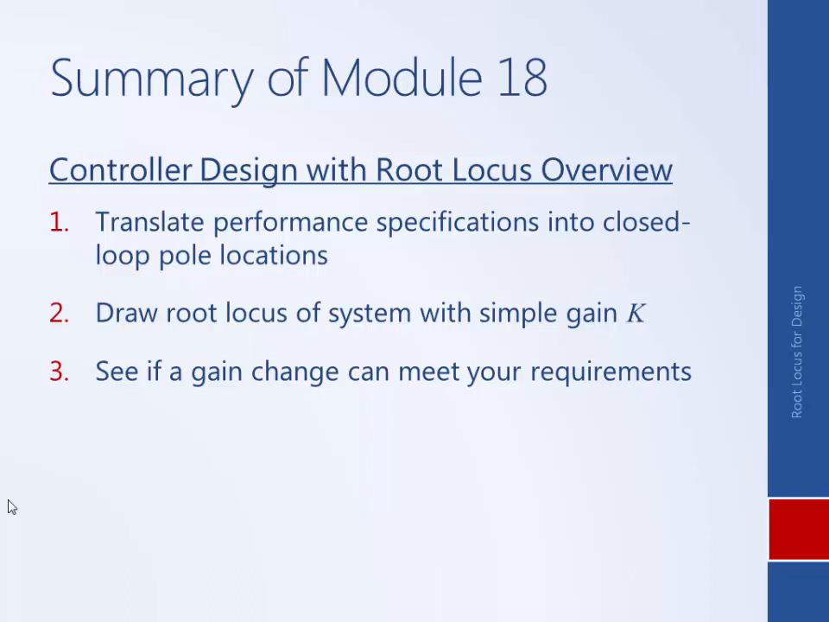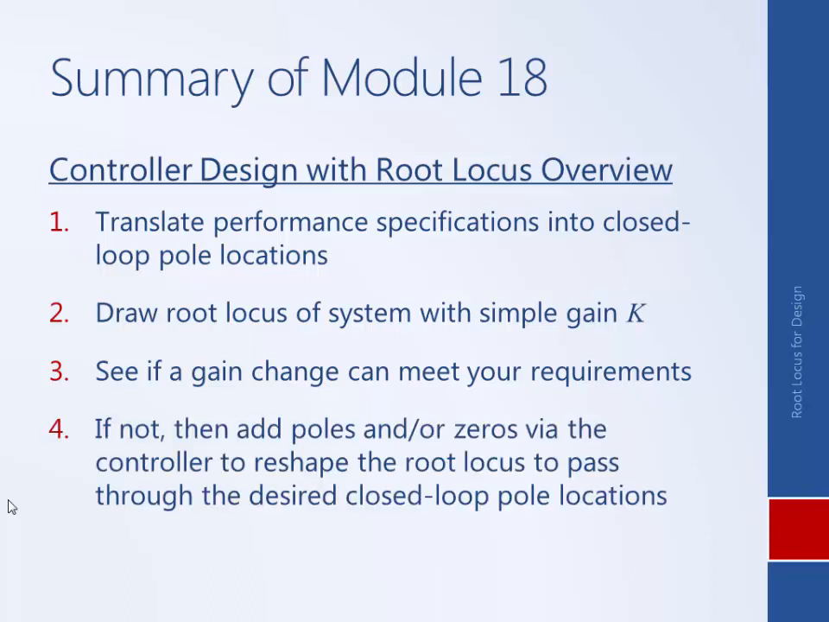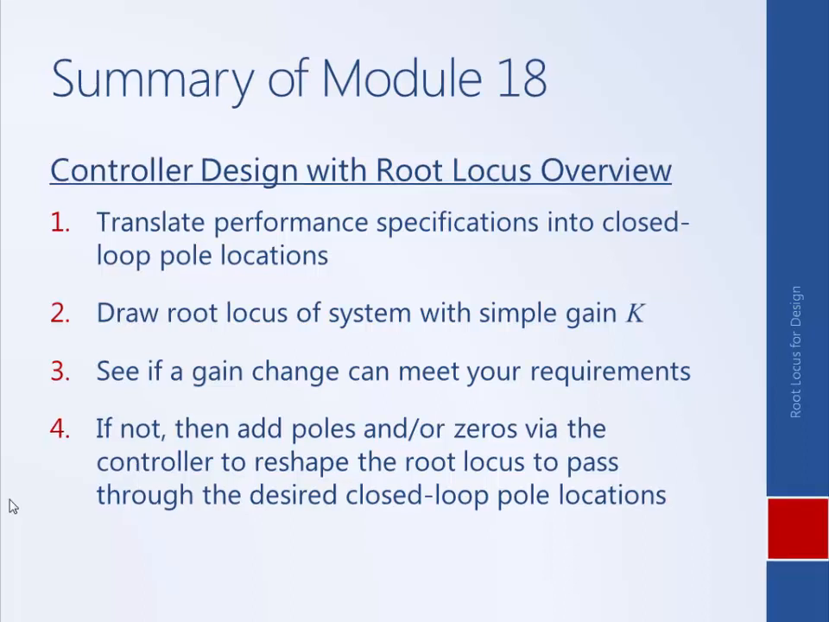If yes, then we're done. If not, then we try a more complicated controller. We try to add poles and or zeros in order to reshape the root locus to bend it into the desired region. We learned some basic guidelines that zeros tend to pull the root locus to the left, poles tend to pull the root locus to the right, and placing a pole near a zero or a zero near a pole tends to cancel out the effect of those poles and zeros.